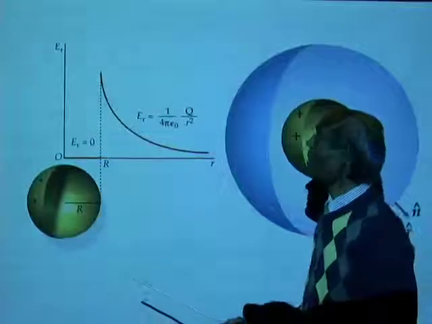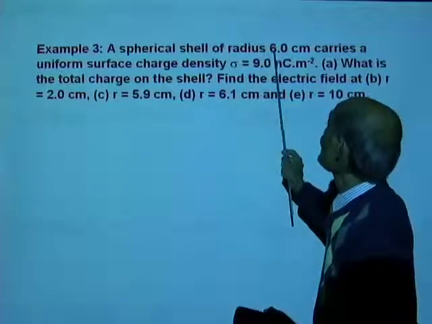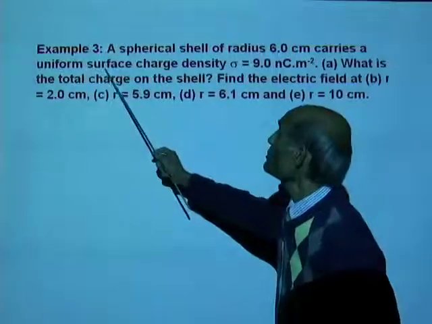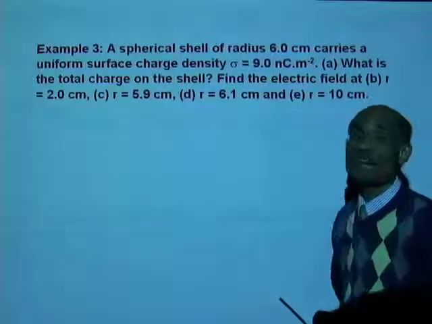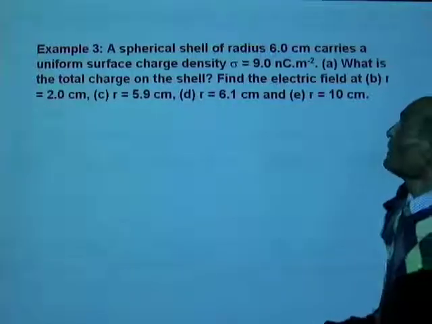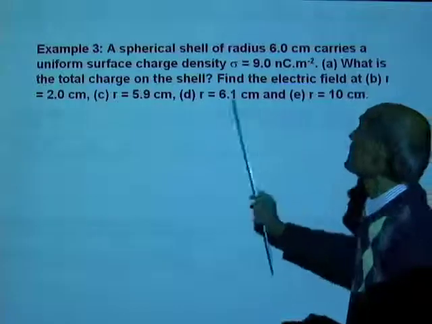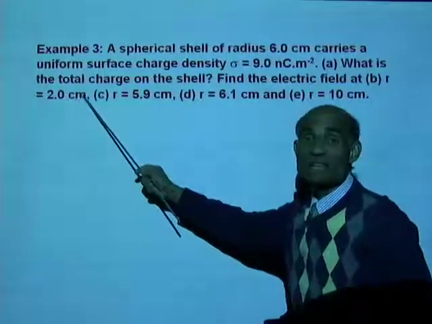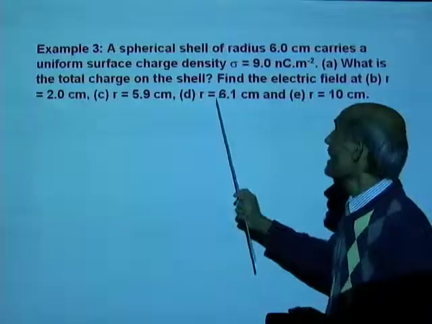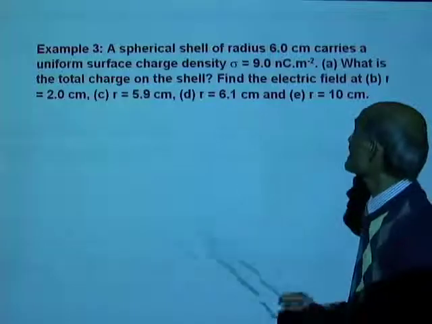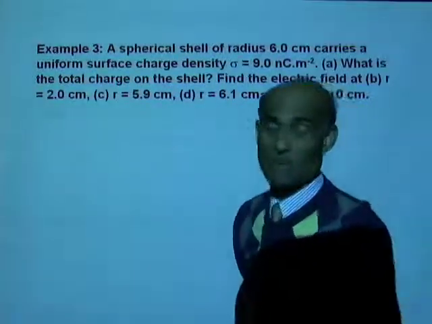Alright, let's do a problem. A spherical shell of radius 6 cm carries a uniform surface charge density sigma equal to 9 nanocoulomb per meter squared. What is the total charge on the shell? Find the electric field at r equal to 2 cm, at r equal to 5.9 cm, at r equal to 6.1 centimeter, and at r equal to 10 centimeter.